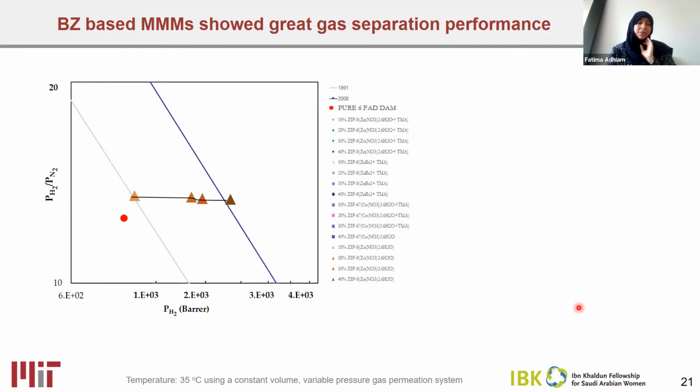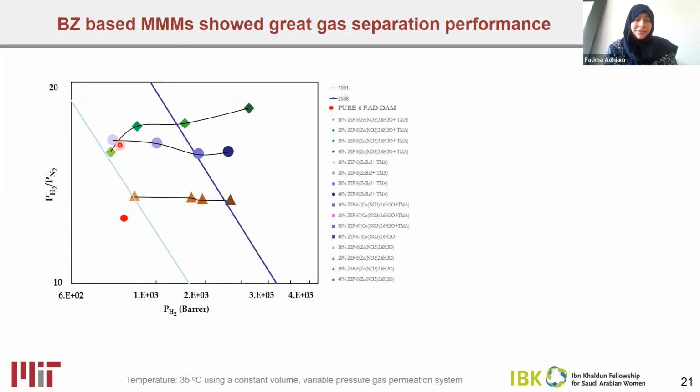Furthermore, the selectivity of hydrogen over nitrogen is also enhanced for ZIF material, for RDZ with the larger particle size compared to the pure polymer. So the selectivity and permeability increase as we increase the MOF loading. However, for the RDZ with smaller particle size, we can see that there is enhancement of the selectivity of hydrogen over nitrogen, while the permeability, especially for 30 and 40 weight percentage of MOF loading, is the same.